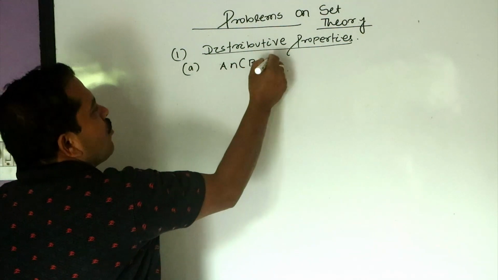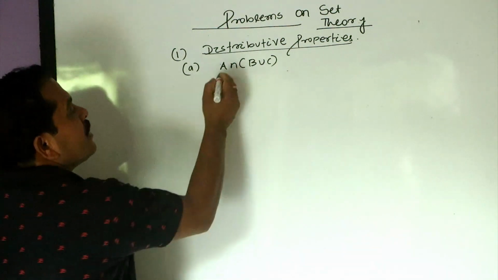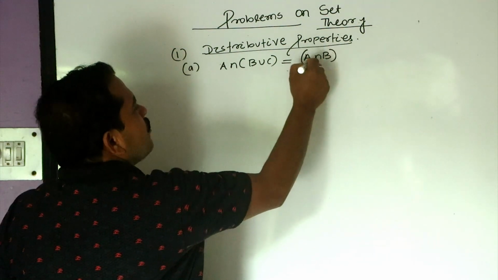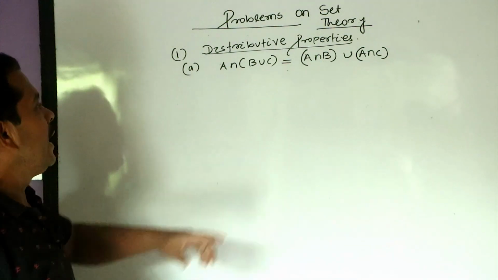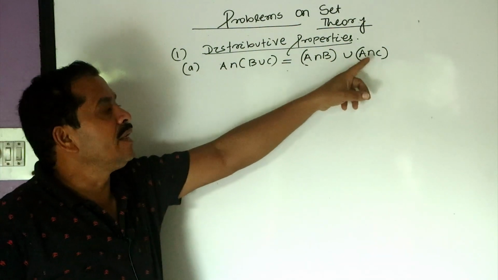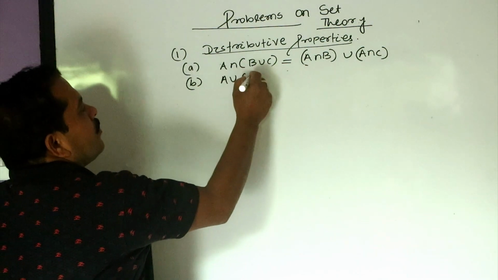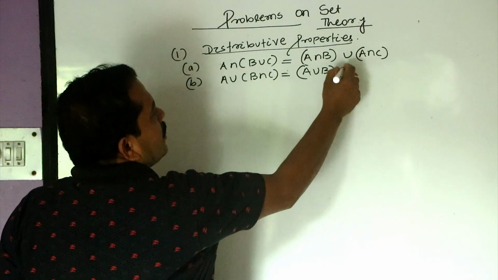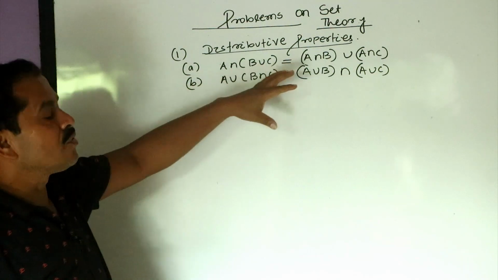Intersection is distributive over union. Intersection is distributive over union means A intersection (B union C) equals (A intersection B) union (A intersection C). Second, A union (B intersection C) equals (A union B) intersection (A union C).